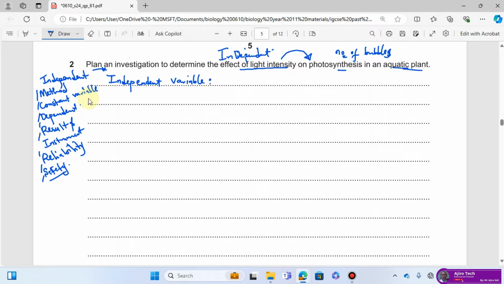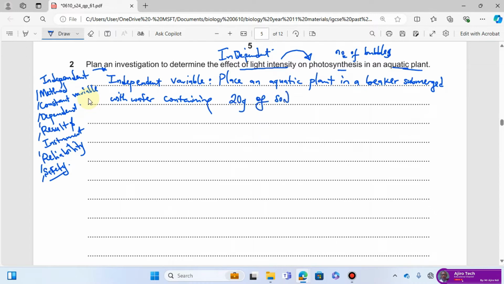So you say place an aquatic plant, since we are asked to use an aquatic plant, in a beaker, submerged in water containing, let's just say, 20 grams of sodium hydrogen carbonate. Why did I start this way?